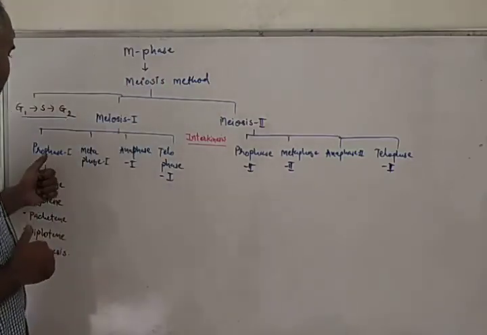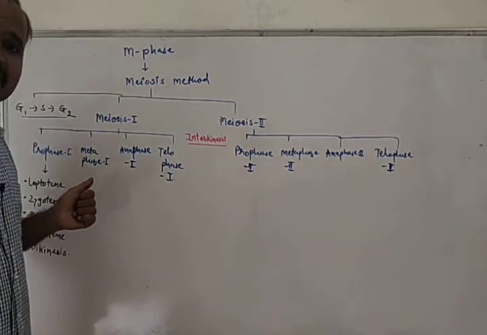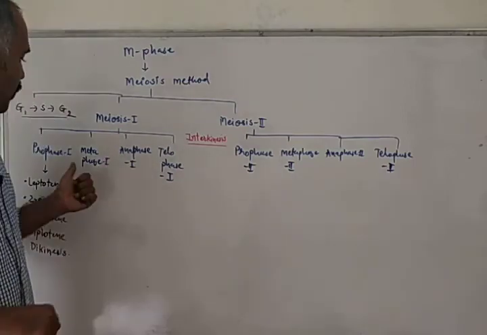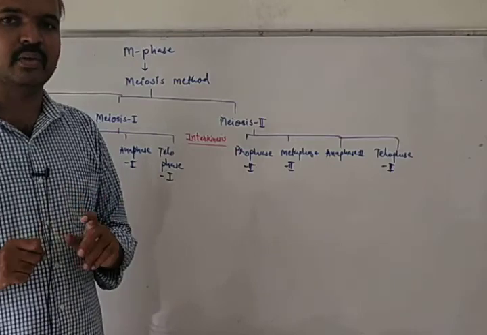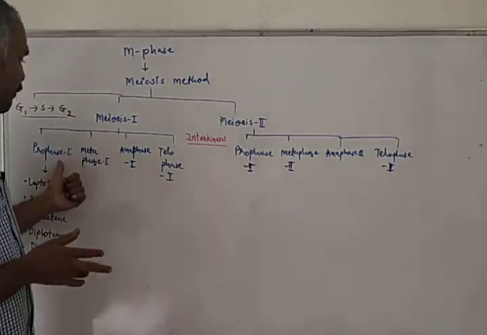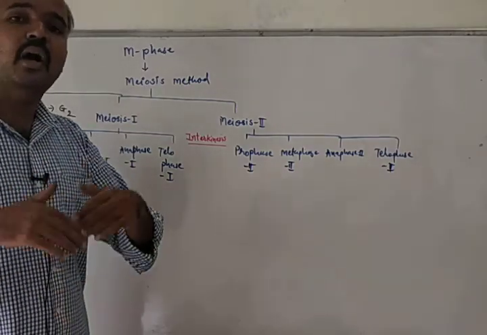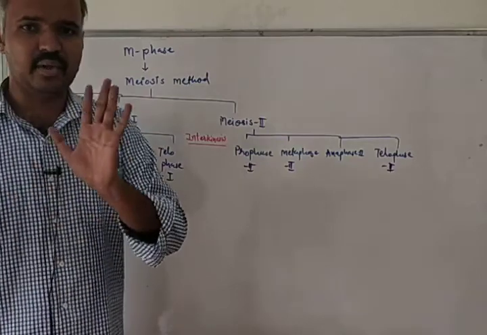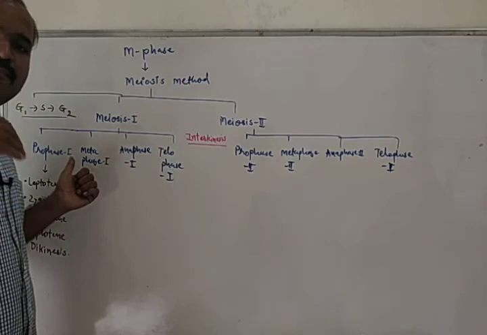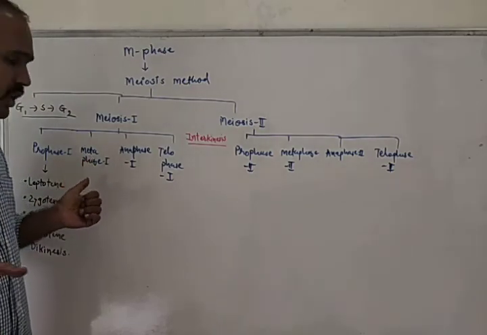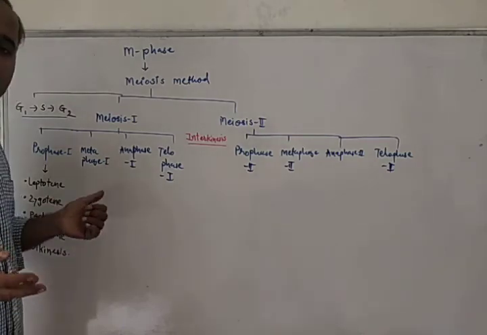So let's start with prophase 1. Prophase 1 is more complex than the simple prophase of mitosis. In fact, prophase 1 is the most complex phase of the M phase of both the meiotic and mitotic methods. It is the longest phase as well as the most complex phase.